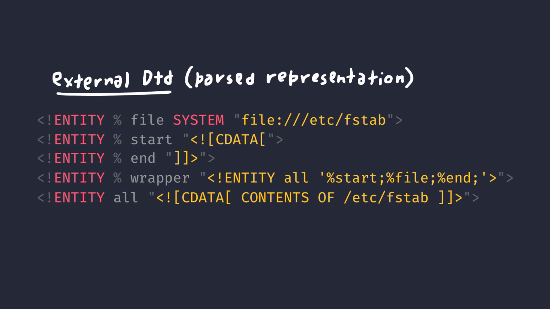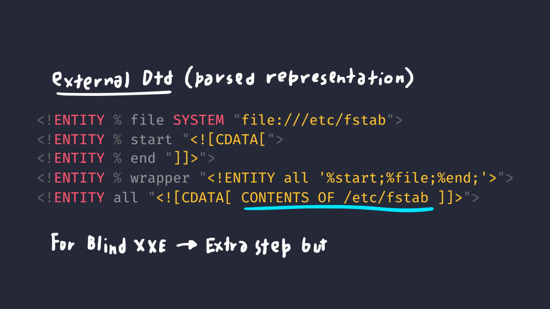And now we can exfiltrate the data. But if this is a blind XXE, you have to include another DTD and then send the data over just like Pone showed you earlier.